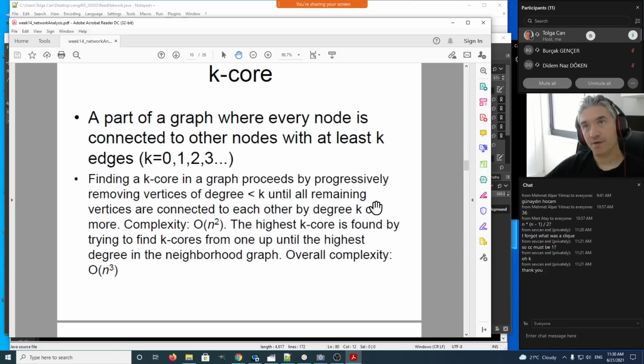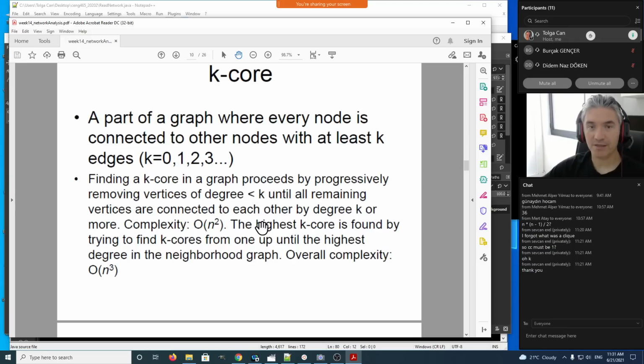Now, I make my k equal to 2, and I remove all the nodes in the network with degree equal to 2, because they can never be members of a network which is larger than 2. All right, so I keep doing that iteratively, and at some point, for example, when k is equal to 10, you will only have nodes in the network with degree of at least 10. Every one of the nodes in your network will have a degree of 10 at least.